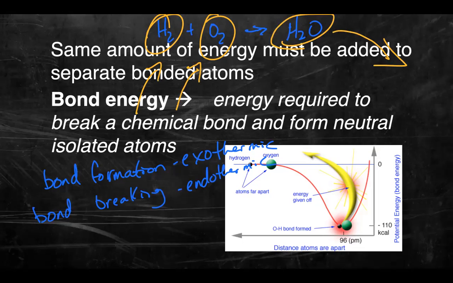Now, whether or not the reaction is exothermic or endothermic overall depends on how much energy goes in and how much energy comes out. If more energy goes into breaking these bonds than energy is released, overall, the reaction is going to be endothermic. If more energy is released than what is put in, it's exothermic. But every single chemical reaction has both an endothermic and an exothermic part, I guess.